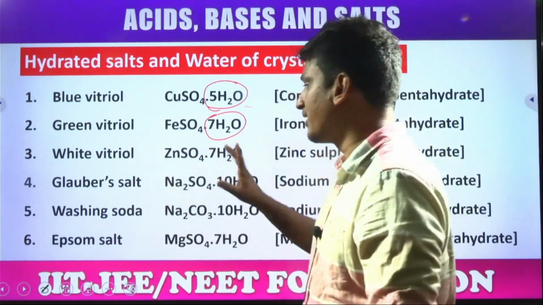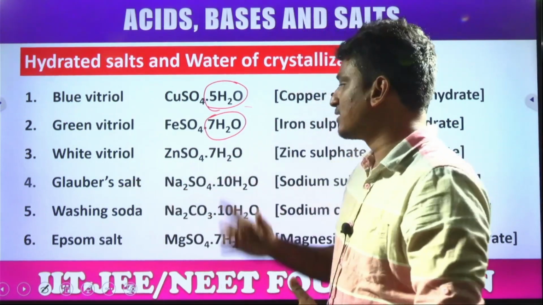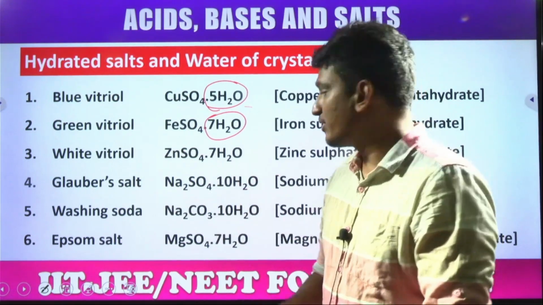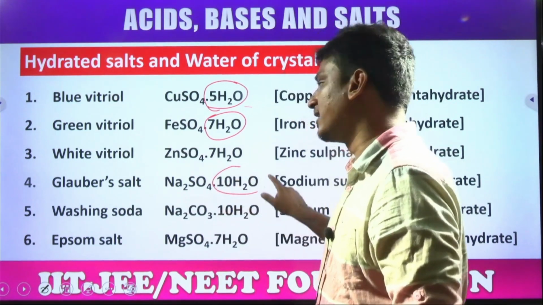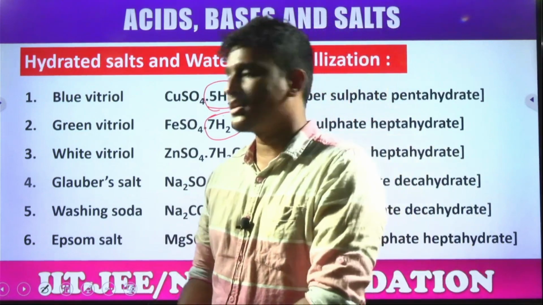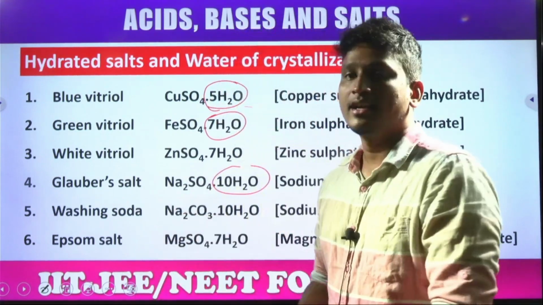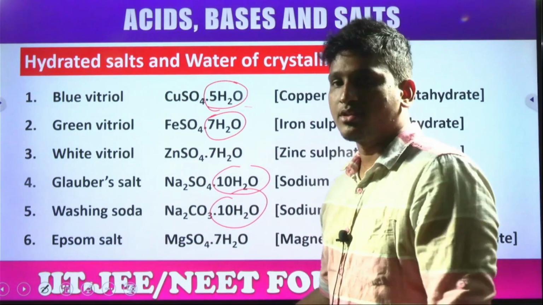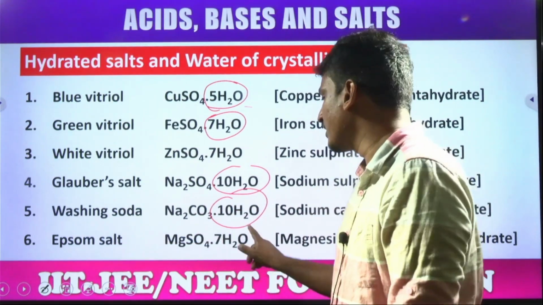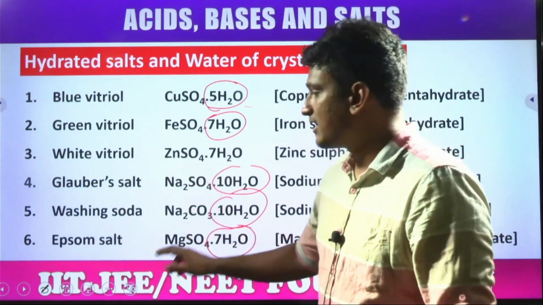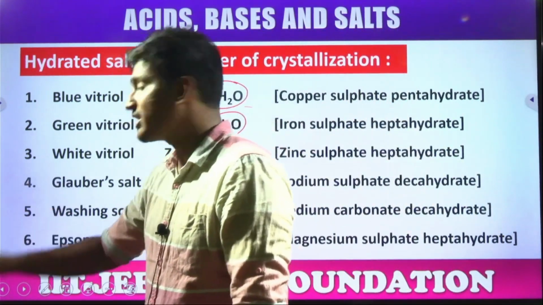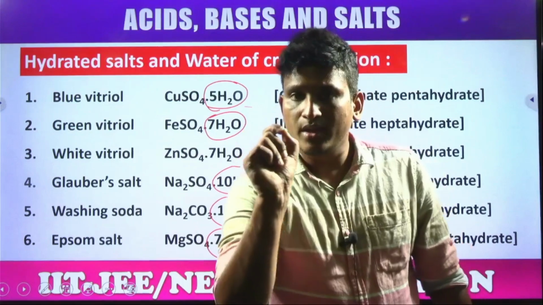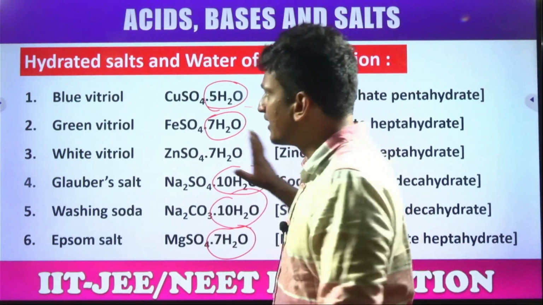White vitriol, 7. Glauber salt, which is sodium sulfate dot 10H2O. Here the water of crystallization is 10. And washing soda, the most famous example, sodium carbonate decahydrate, students, which is 10H2O again. And Epsom salt, also most famous, magnesium sulfate heptahydrate. This fixed number of water molecules attached to the formula unit of a salt is called water of crystallization.